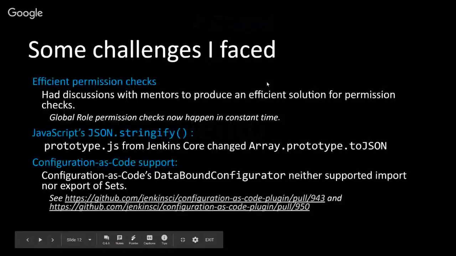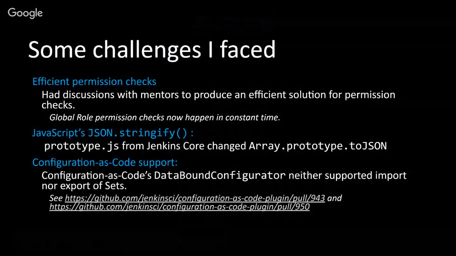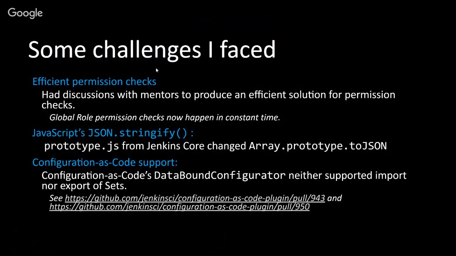Now, some challenges that I faced during this phase. The first was to find an efficient authorization method for these roles. This took a lot of time and thinking for me to come up with. And as a benefit, global role permission checks now happen in constant time. That is big O of 1.